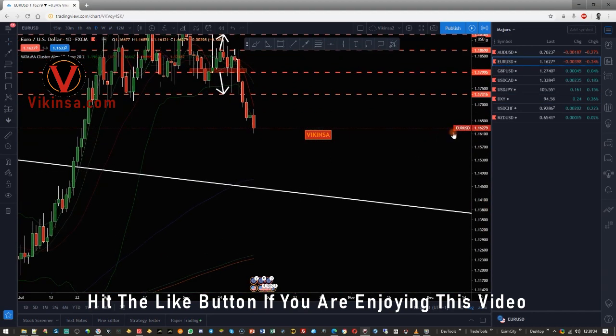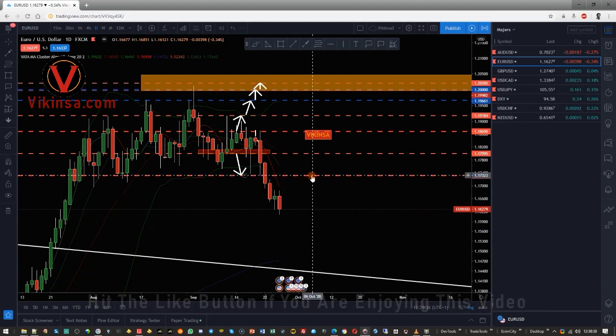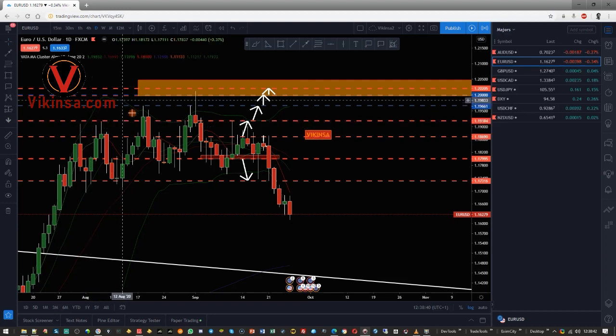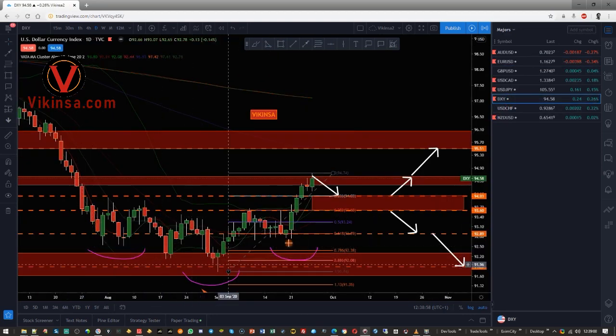On Euro USD, we were able to find these levels, and I mentioned in my midweek updates that we had this head and shoulders forming. If you have been following me on TradingView, then you might have seen it actually. If you're not, then you're missing out. I mentioned that this level was critical, and as you can see, this is forming head and shoulders, pretty much like the inversion of head and shoulders here.